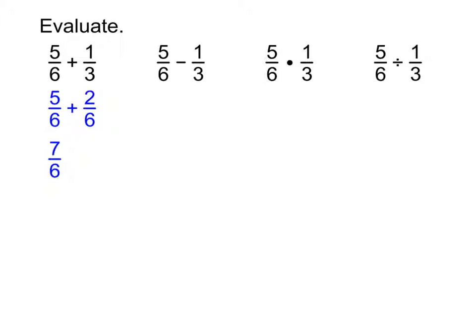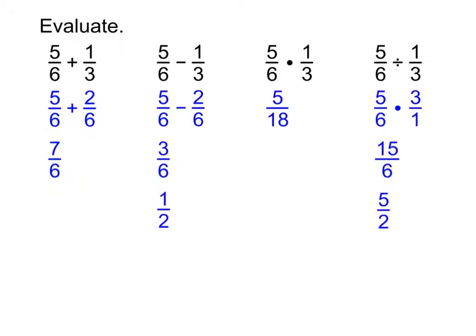All right, and then for the other 3 here, the next one looks very much the same, except instead of a plus, it's going to be a minus between them. And so I get 3/6, which then reduces down to 1/2. So even though we used the smallest common denominator there, we still had to reduce.